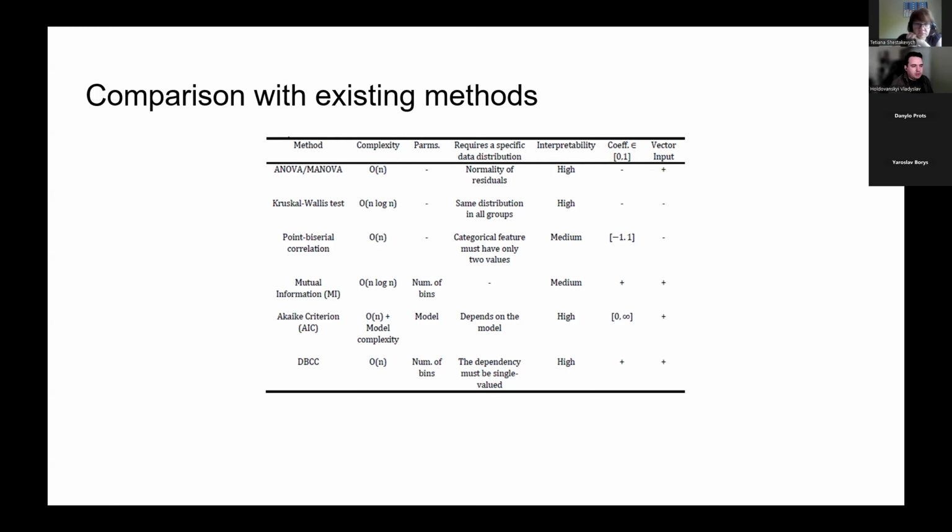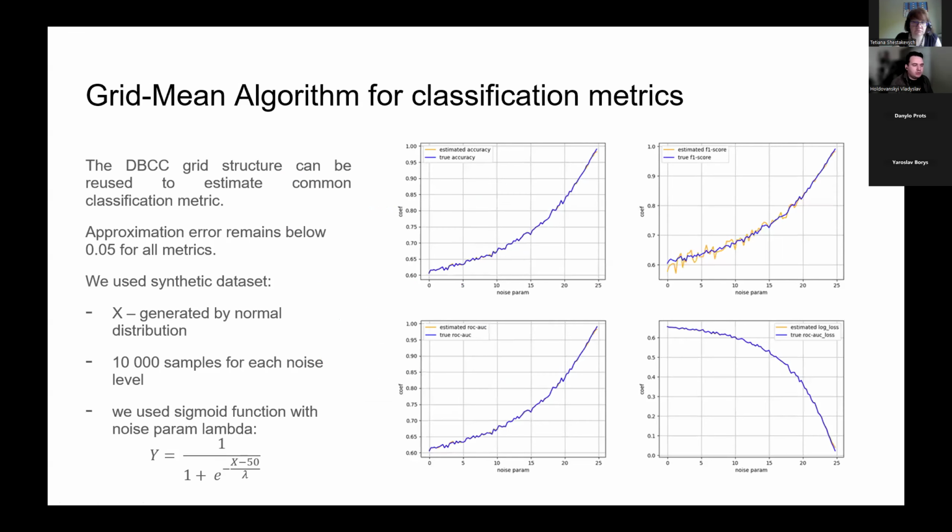Great interpretability, enabling analysts to easily understand and explain it to non-technical people. Normalized output in 0 to 1 inclusive, which makes it easy to interpret and compare, and it allows vector input, offering potential for improvements. We also propose to use the grid-mean algorithm to approximate classification metrics.